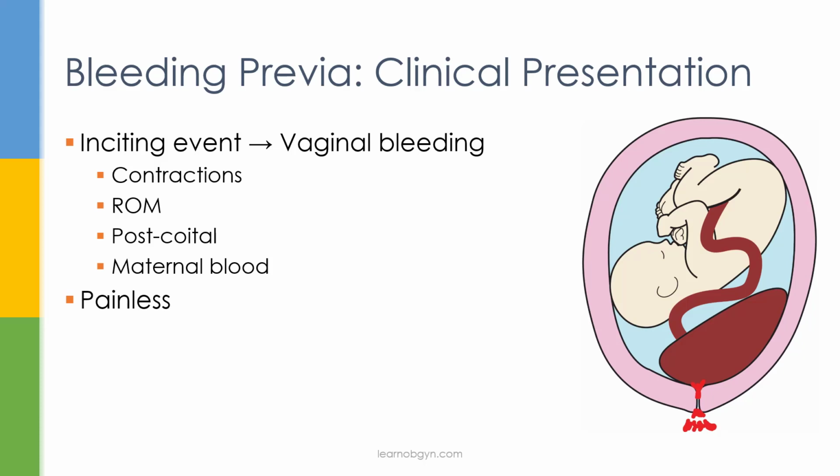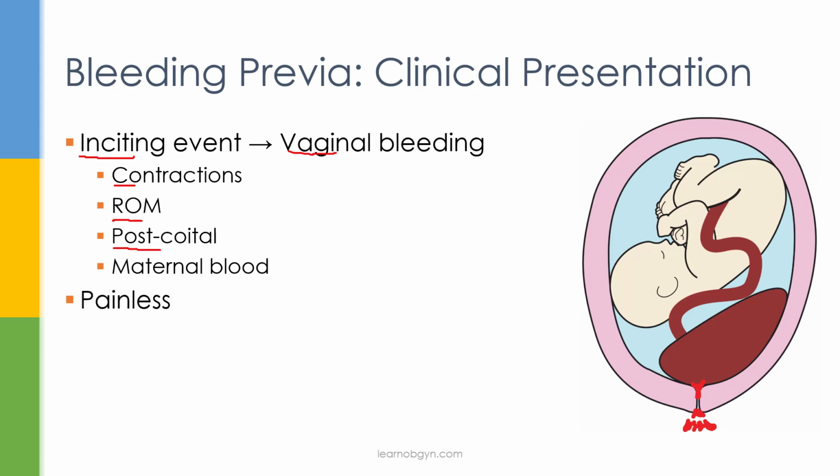A placenta previa that comes in with bleeding usually has the following presentation. There may or may not be some sort of inciting event followed by vaginal bleeding. So this inciting event could be either the beginning of labor, so contractions. It could be rupture of membranes, or if she broke her water. There could have been something inside the vagina, postcoital.